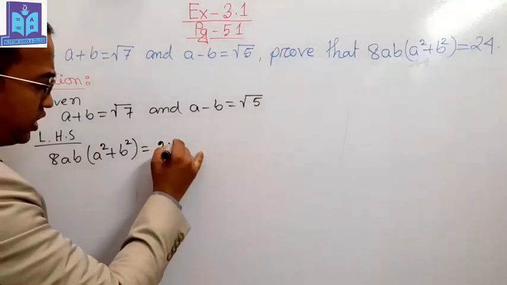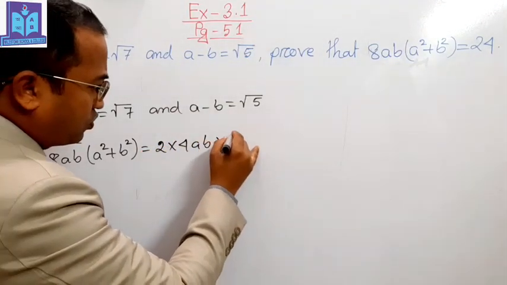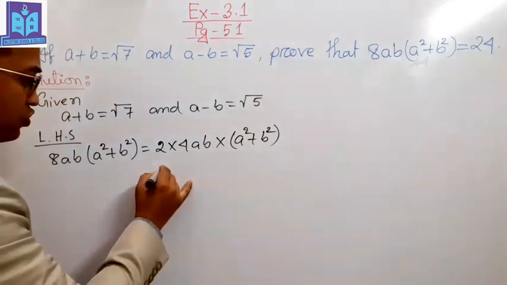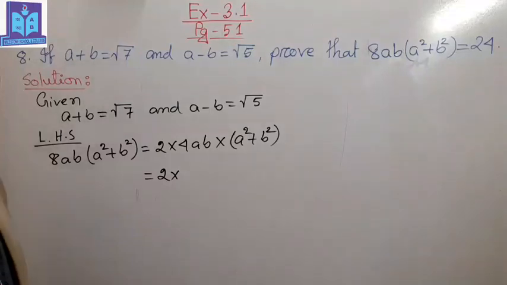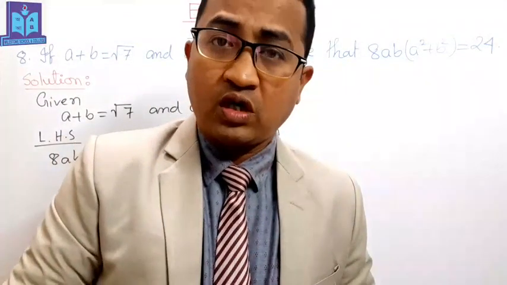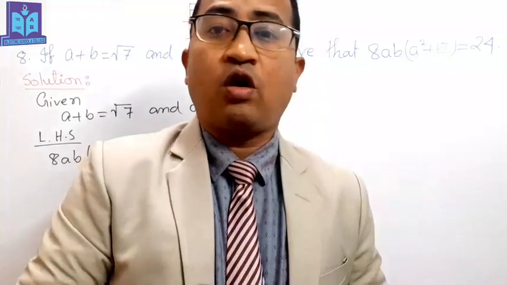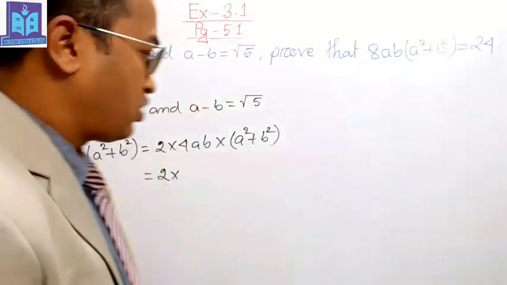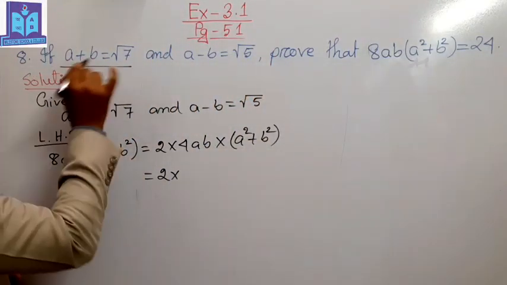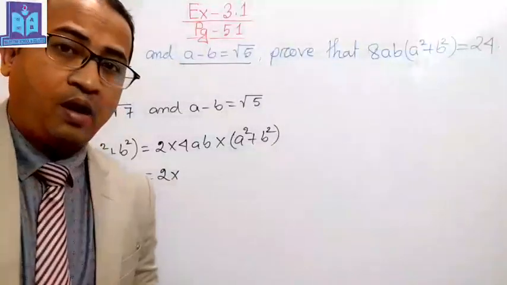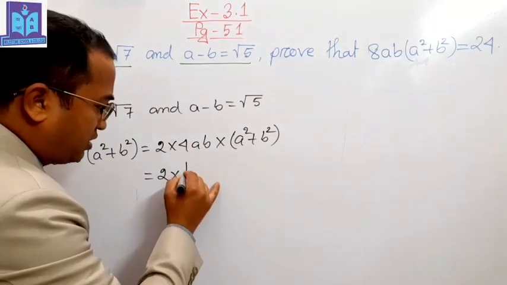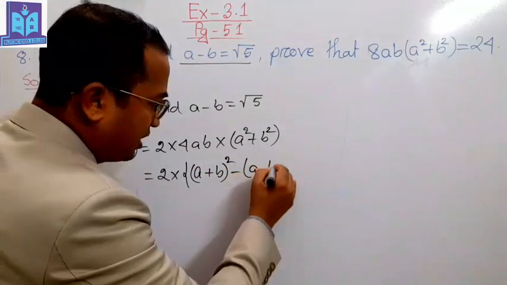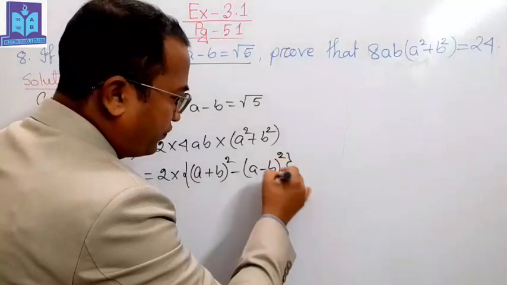We can write 2 into 4ab into a square plus b square. So 2 into, what is the corollary of 4ab? Yes, the corollary of 4ab is a plus b whole square minus a minus b whole square. And we have the value of a plus b and also the value of a minus b. So we can write a plus b whole square minus a minus b whole square.